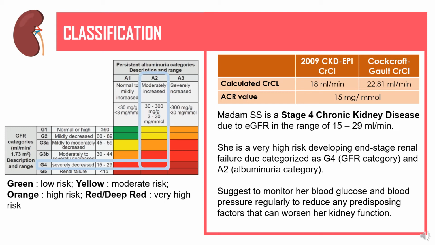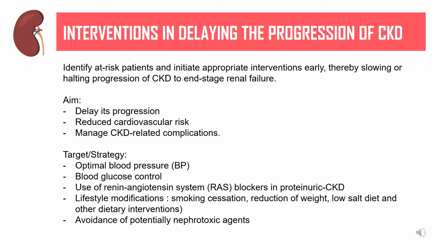We need to advise her to monitor her blood glucose and blood pressure regularly to reduce any predisposing factors that can worsen her kidney function. So, as a pharmacist, what is our role in delaying the progression of chronic kidney disease? After we identify the risk of the patients, we need to initiate appropriate intervention as early as possible. Thereby, we can slow or halt the progression of chronic kidney disease to end-stage renal failure.